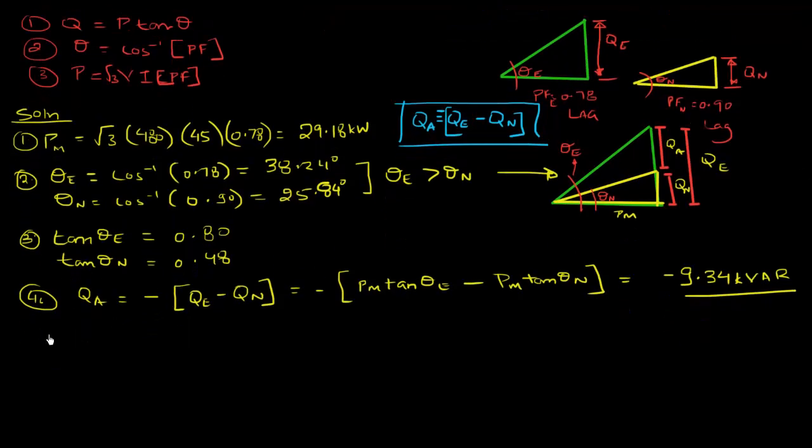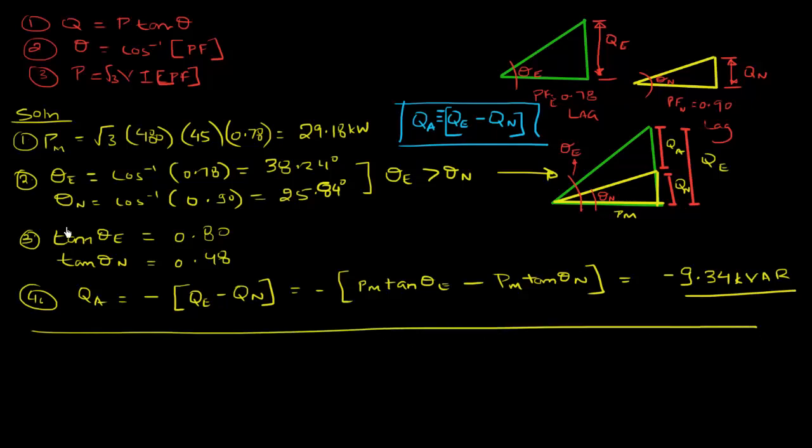Before I summarize these 4 steps for you, let's look at one interesting fact. So let's now go back to this equation. What did we say? We said the PM is going to remain the same. So your PM in this equation is going to remain constant, 29.18. Your voltage is going to be 480. Your power factor has changed though, 0.9.